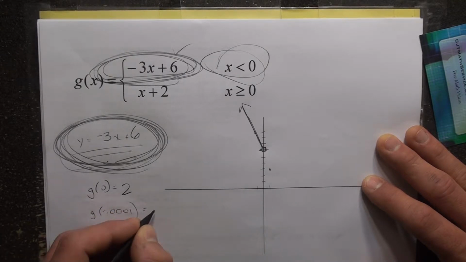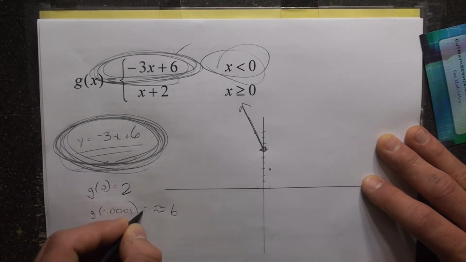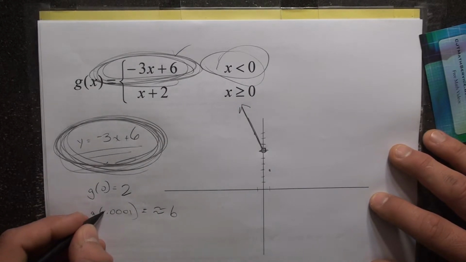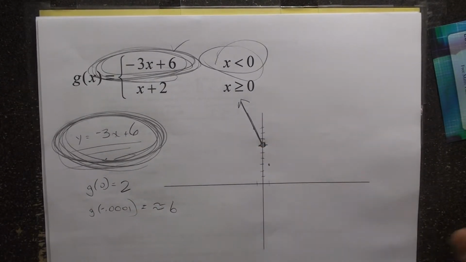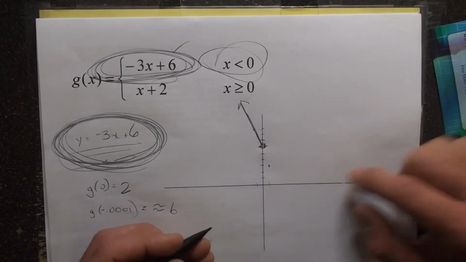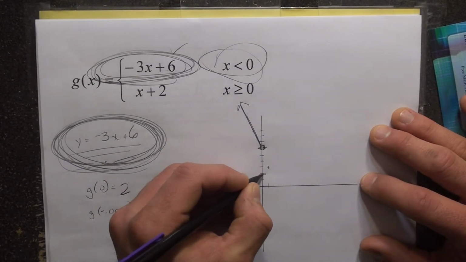However, g of like negative 0.0001 is definitely real close to 6. Okay, just to point that out to everybody. So just to the left of 0 is definitely closer to 6, but right at 0, we're going to use 2. So that's important for us to put that down.